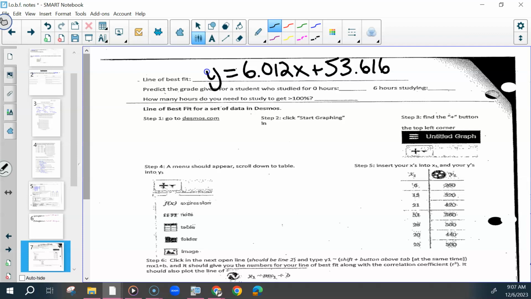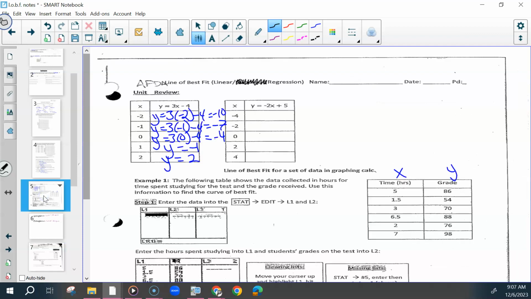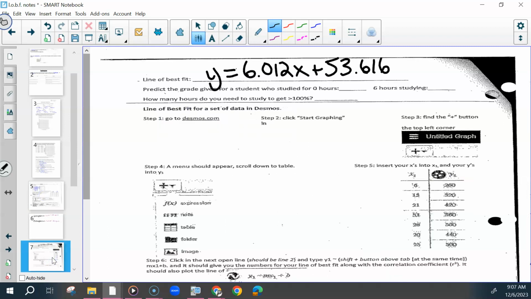If we are predicting the grade for a student who studied for 0 hours, is this our X or our Y? 0 hours. Was number of hours X or Y? X. So 0 would go into X. You could do this algebraically. Put 0 in, and you would get out this number. So that would be your answer.